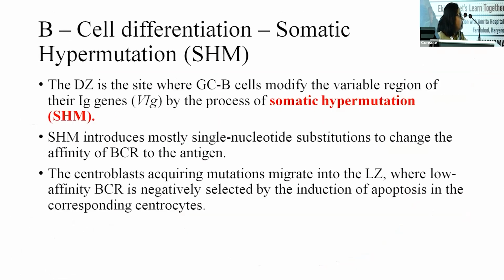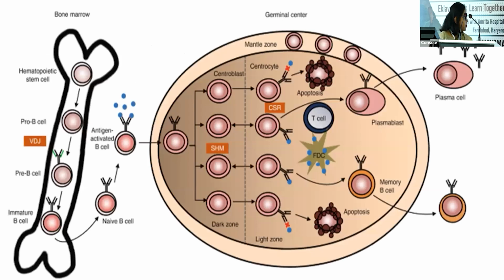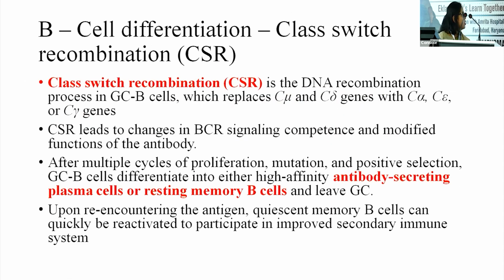So the next process in B cell differentiation is what we call somatic hypermutation. So what is somatic hypermutation? In the dark zone of the lymph node, somatic hypermutation introduces single nucleotide substitutions, which change the affinity of the B cell receptors. And this process is tightly controlled by various transcription factors and gene mutations. The centroblasts which acquire these new mutations migrate again to the light zone of the lymph node, and here class switch recombination occurs.